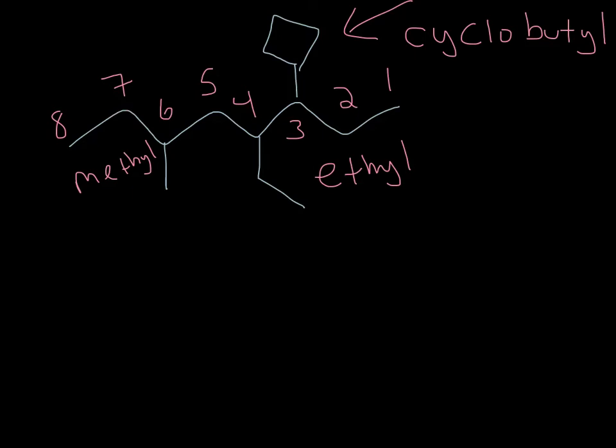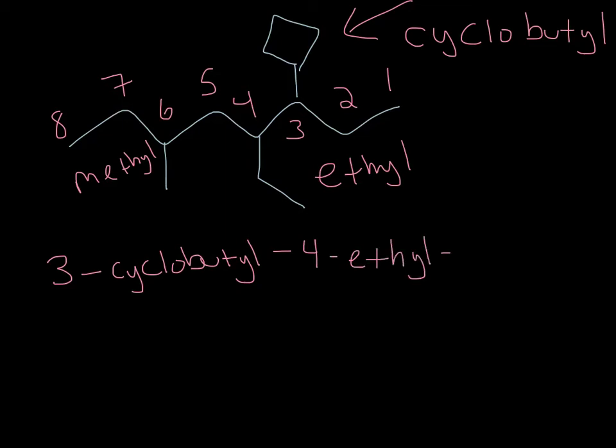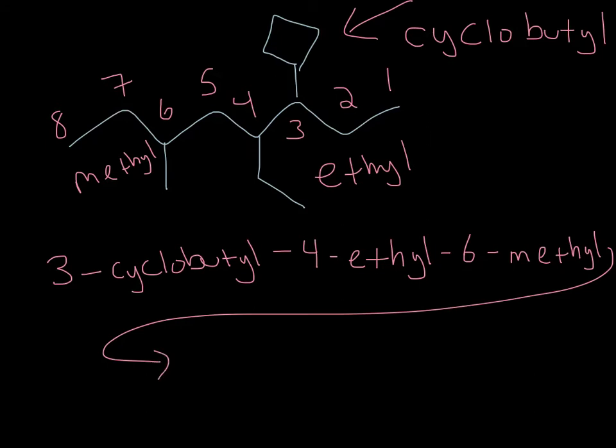So in this case, the name of the molecule will be 3-cyclobutyl. Now as a substituent, we say butyl instead of butane. So 3-cyclobutyl, 4-ethyl, and I'm just doing this in alphabetical order, 6-methyl, and again, snaking around, octane.